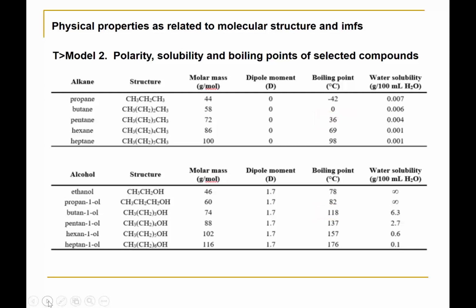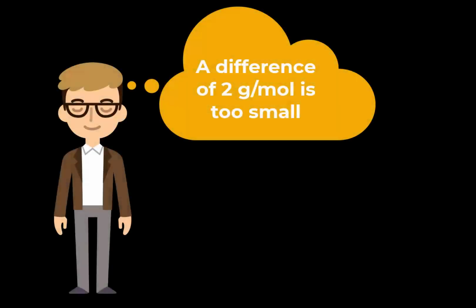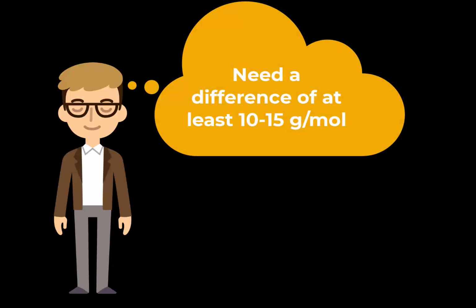You may be wondering why I said the molar masses are essentially identical when there's a difference of 2 grams per mole. This brings us to an important point. Although the molar mass of a molecule is a reasonable indicator of the relative strength of London dispersion forces, a difference of 2 grams per mole is not sufficient to say confidently that we would expect the London dispersion forces to be different. If I want to make the argument for greater London dispersion forces, I would be looking for a difference of molar mass of at least 10 to 15 grams per mole.